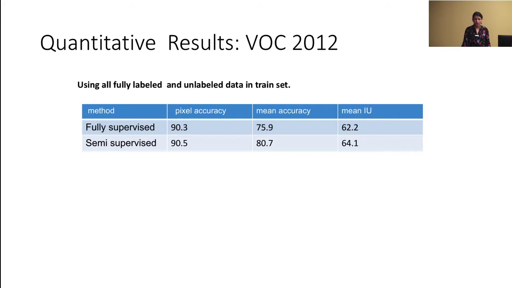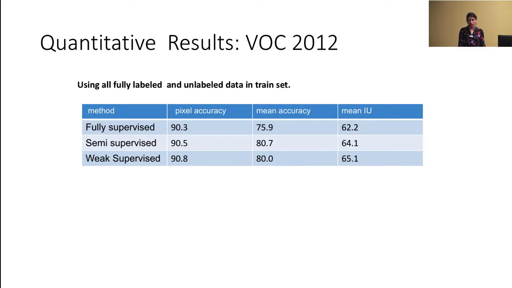We repeated our experiments on the Pascal VOC 2012 dataset, and for this dataset, in addition to unlabeled data, we have image labels. So if we just use fully supervised, we get 62%. Using semi-supervised, we get 64% mean IU. And using this weakly labeled data, we can improve further.